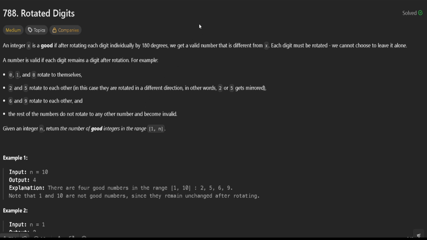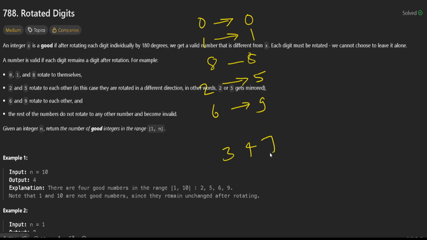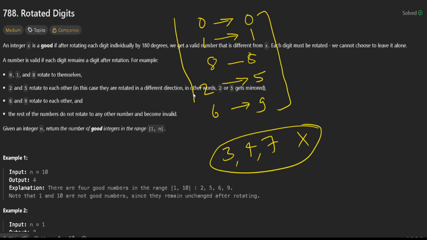Let's suppose we have 0, it will rotate to 0. 1 will rotate to 1. 8 will rotate to 8. 2 rotates to 5, and 6 rotates to 9. It's a kind of mirror rotation, we can say. But some numbers, let's suppose 3, 4 and 7, are not valid. These don't have a rotation. So after rotation, you will get this data for this input.